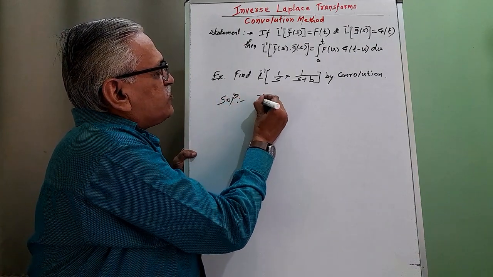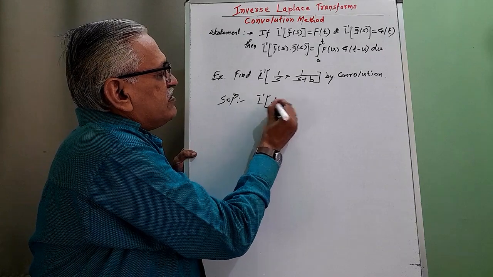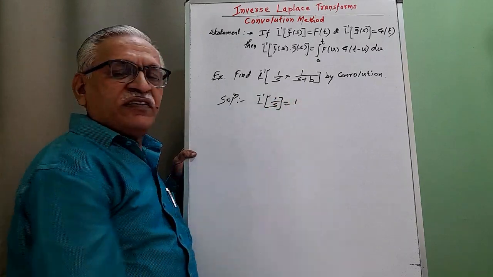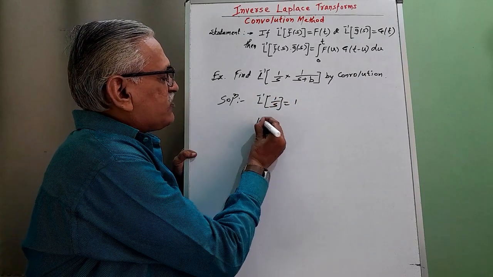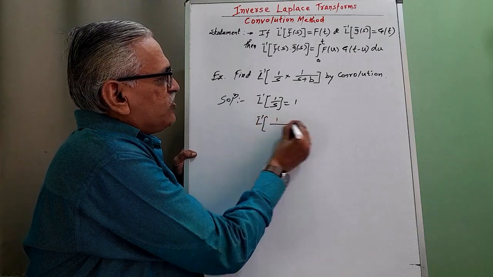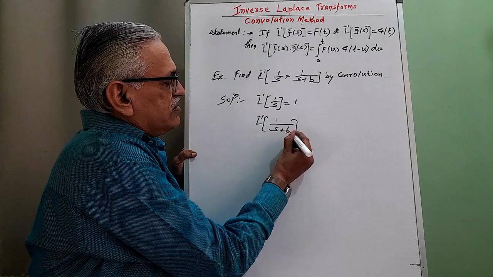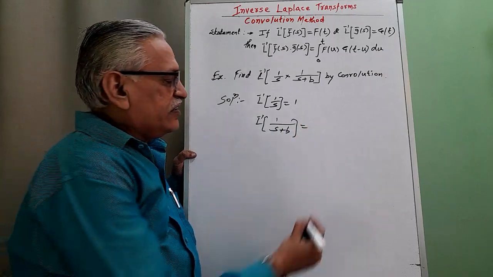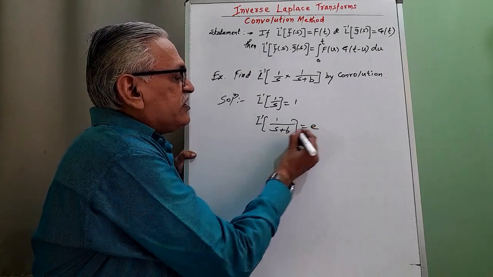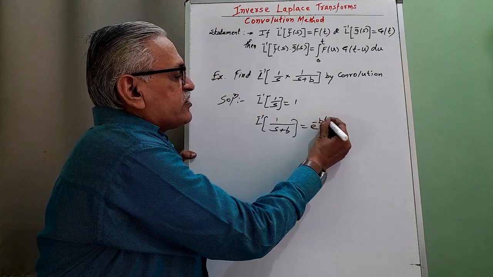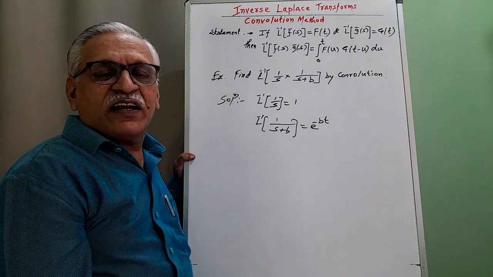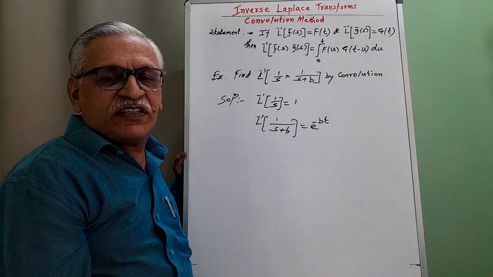We know the inverse of 1 by s, the standard result, is 1, and the inverse Laplace of the second term, 1 upon s plus b, is e raised to minus bt. Any one of them can be taken as f of t and the second one as g of t.